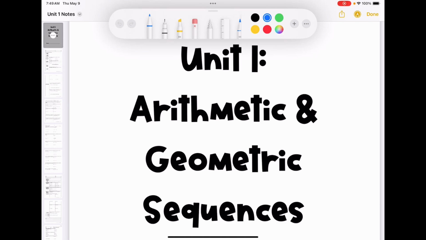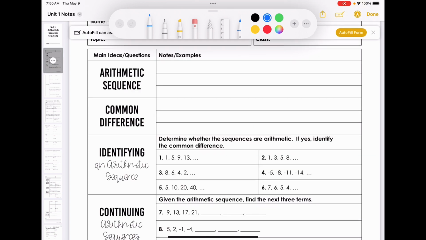All right, today we're going to be starting Unit 1 called Arithmetic and Geometric Sequences. We're going to be completing the guided notes pages 1 and 2 today, and then you're going to complete page 3 as your worksheet. So starting on page 1, we're going to define arithmetic sequence.